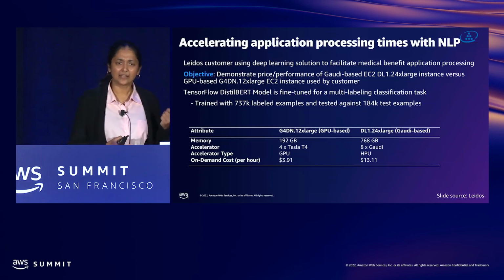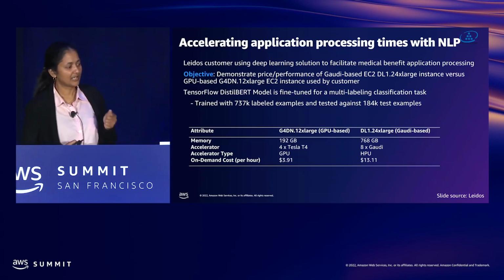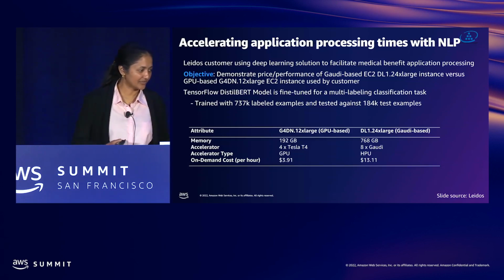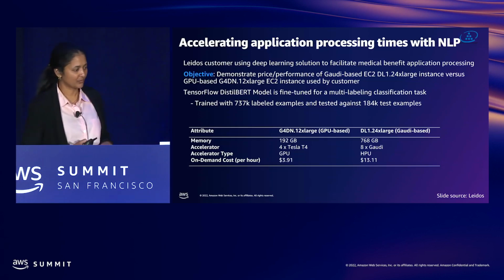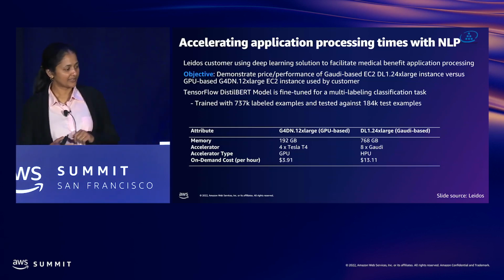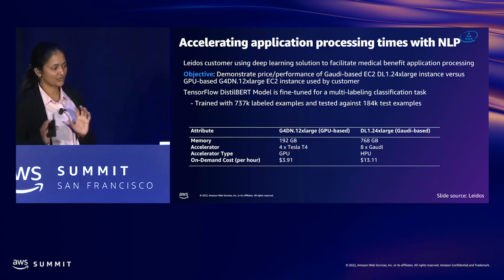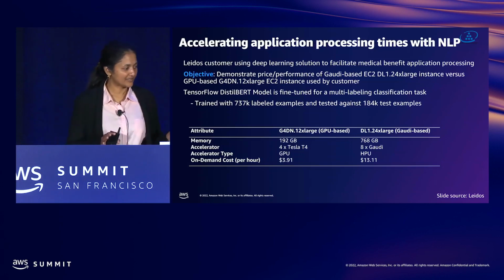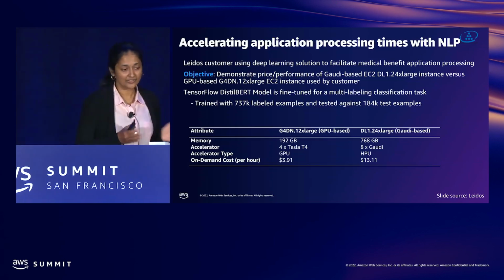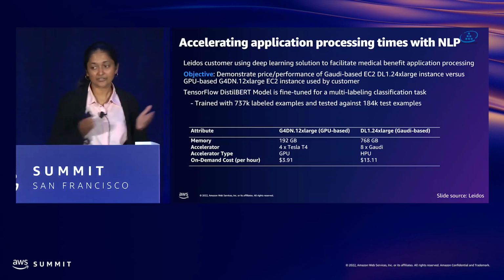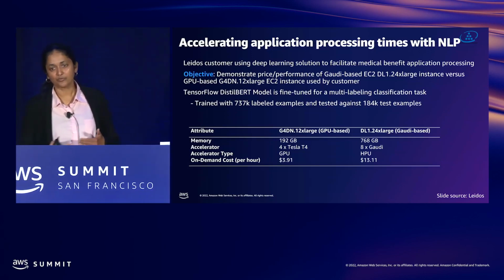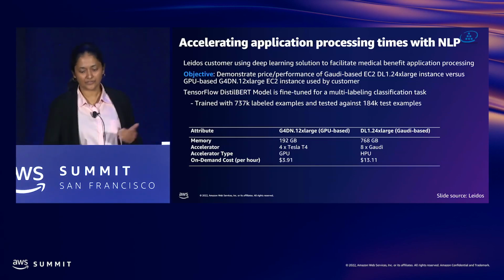In this case, the example is a TensorFlow Distilbert model, which was fine-tuned for a multi-label classification task and trained with 737K labeled images, tested with 184K examples. At the bottom, you see the table that shows the description of the two different instances, just as a baseline in terms of the memory, the kind of accelerator available, and the cost. You'll notice that obviously the G4DN has a much lesser cost compared to the DL1 instance, but since this is what the customer is using, they wanted to compare the performance and see if there were cost savings that they could still offer with DL1.